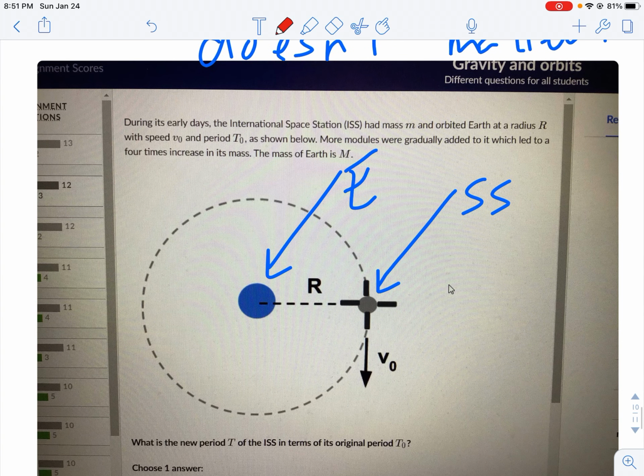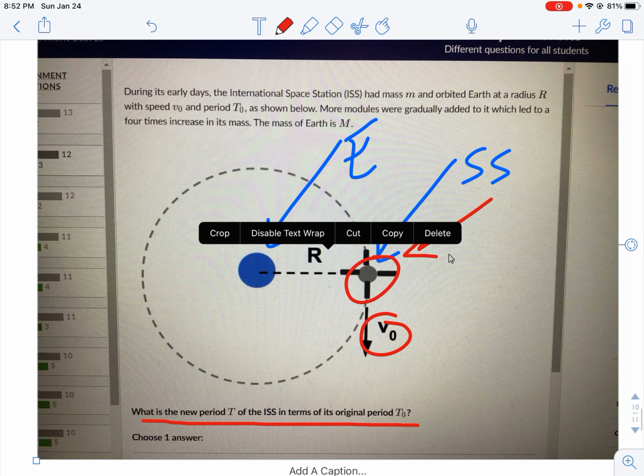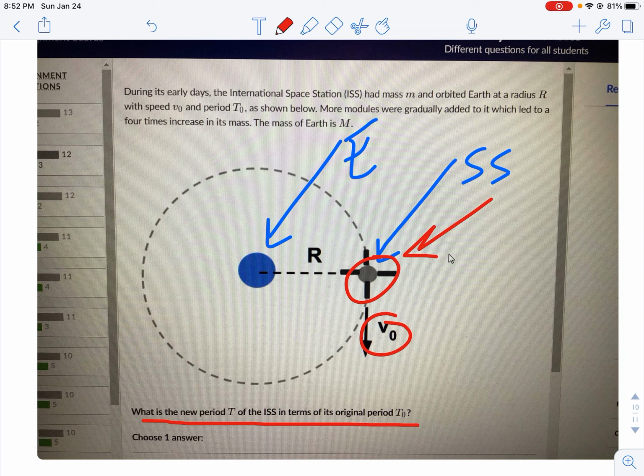So even though they've added more mass to the space station, that does not affect how fast it's orbiting. And if the velocity doesn't change, then it's going to take the exact same amount of time to go around, and therefore the time period does not change either. So the question says, what is the new period t in terms of its original period t naught? There is no increase or decrease. It's just simply t naught, exactly what it was.